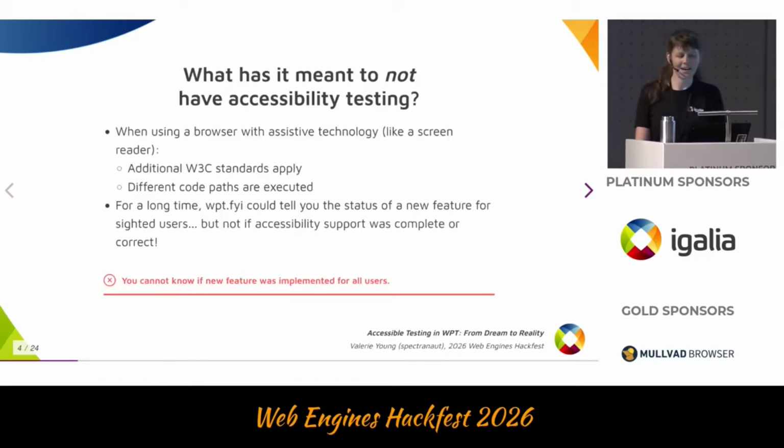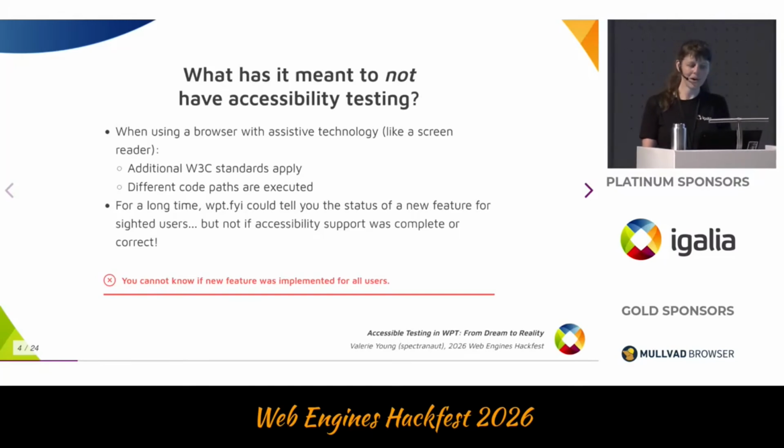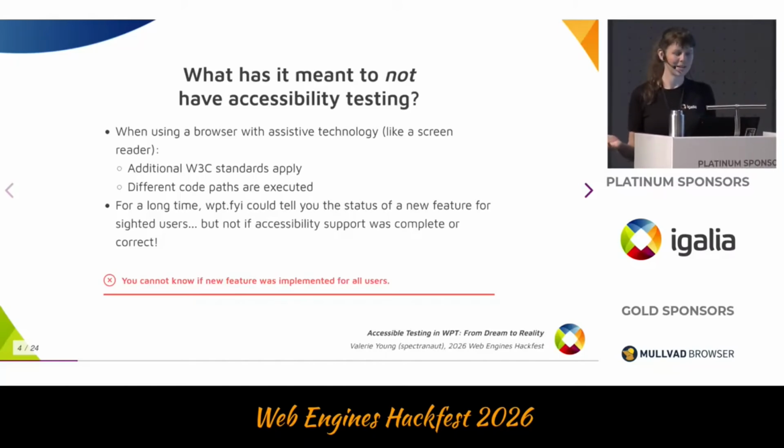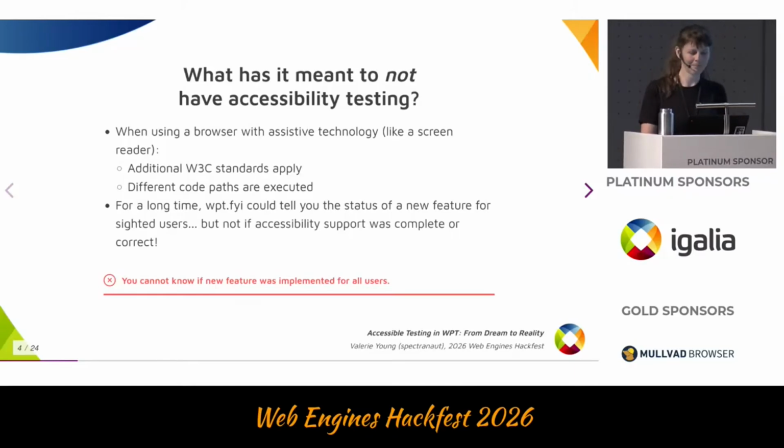But what does it mean to not have accessibility testing in WPT? For some context, when a browser is using an assistive technology like a screen reader, there are additional W3C standards that apply, and there are different code paths that are executed within the browser. And for a long time, WPT.FYI could tell you, as I said, the status of a new feature as it's been developed. But without accessibility testing, you couldn't actually tell if the accessibility support for that feature was complete or correct or even implemented at all. So you could not know from WPT if a new feature was implemented for all users or just for some.